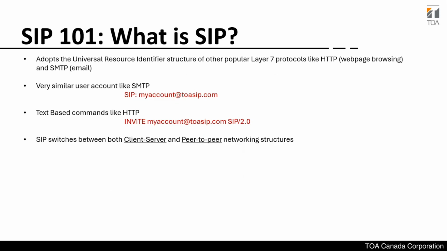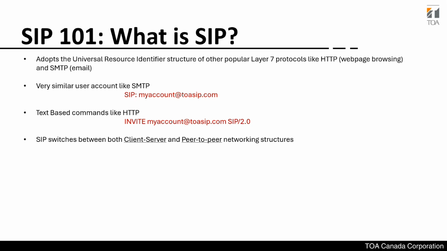So the SIP adopts a Uniform Resource Identifier, or URI, structure like other popular layer 7 protocols such as HTTP. It's very similar to the SMTP protocol. An example is myaccount@tuasip.com, and the commands look like text. Like in this example, we see INVITE myaccount@tuasip.com. You will see later how the commands look and how they are communicated with the SIP server.